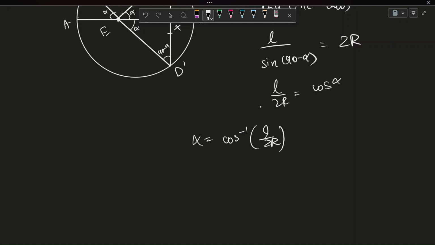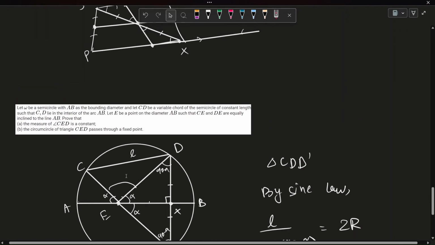L by 2R is cos alpha, and we can say that alpha is equal to cos inverse of L by 2R. What this basically means is that alpha can be determined wholly by L and 2R, and both of them are constant. So we can basically say that alpha is a constant. So this proves the first part of the problem.